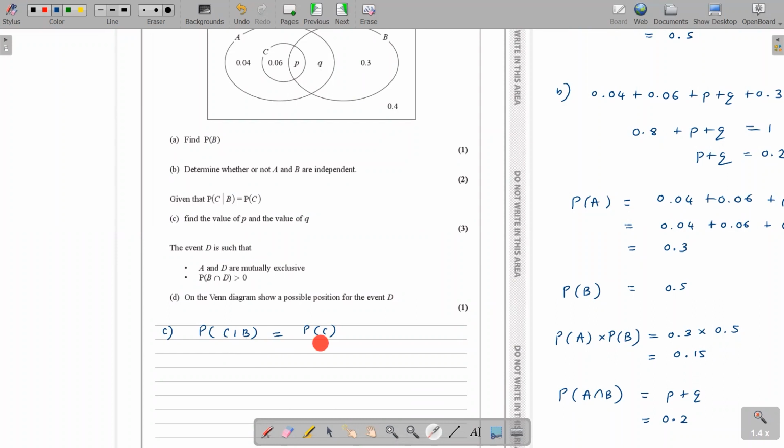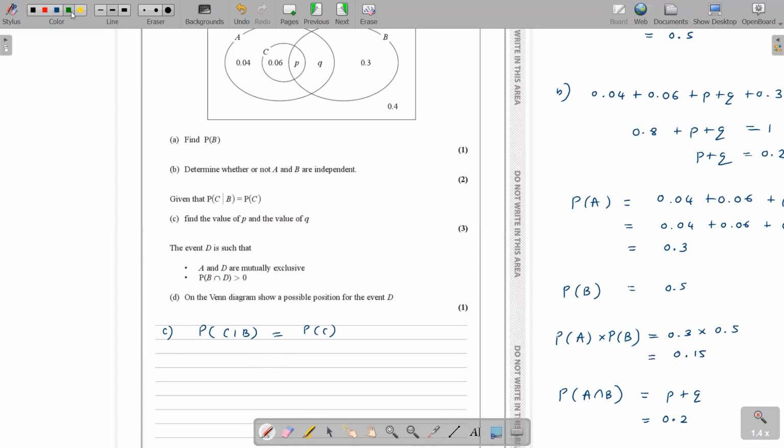You have been taught this in your S1 book. So basically here, does the probability of C happening depend on B? No, that's why the probability of C happening, given that B has happened, is still probability of C, which means C is not depending on B. These are independent events. So B and C are independent events.